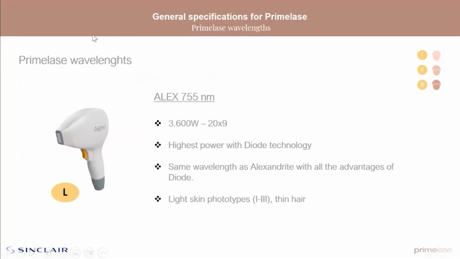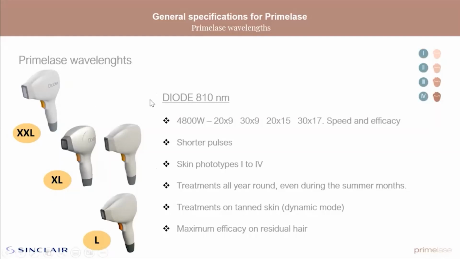So now we're going to see the different wavelengths, but in a little bit more detail. So the Alex one, 755 nanometers, only has one spot size. It's the 20 by 9, and it is basically used for really light phototypes, yeah? Because these light phototypes will not have a big amount of melanin on the skin, so we can be quite aggressive with this wavelength.